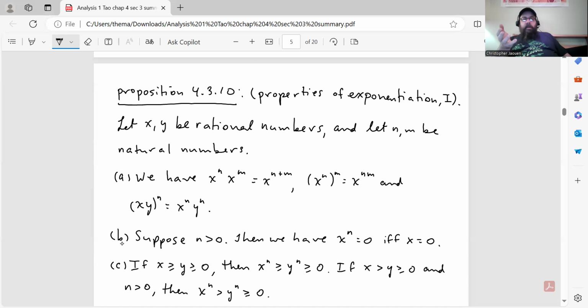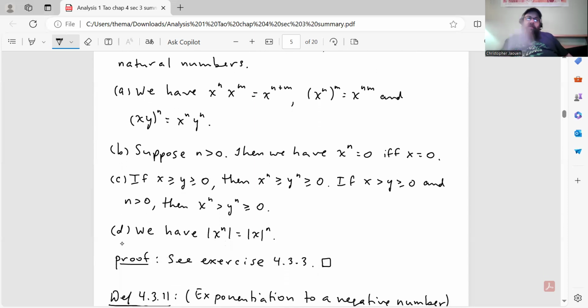He labels this proposition 4.3.10, properties of exponentiation part 1, because in a second we'll look at properties part 2. Let x, y be rational numbers, and let n, m be natural numbers. There's 4 properties here that you should be familiar with. We have x to the n times x to the m is x to the n plus m. x to the n raised to the m power is x to the n m power, and xy to the n power is x to the n times y to the n. So exponentiation distributes over products.